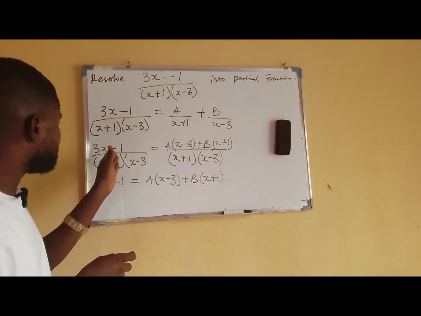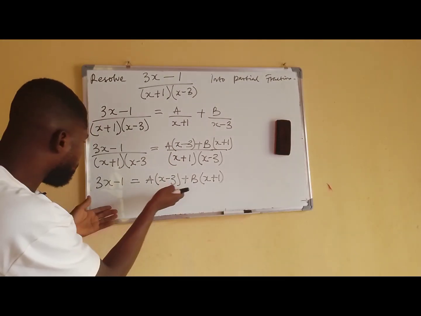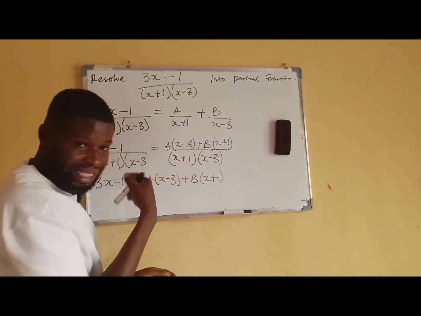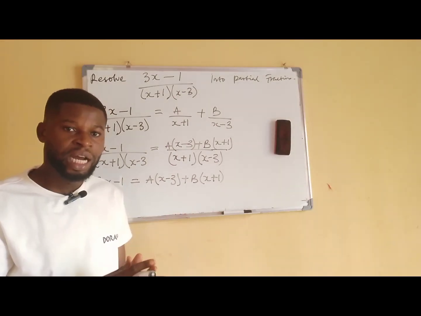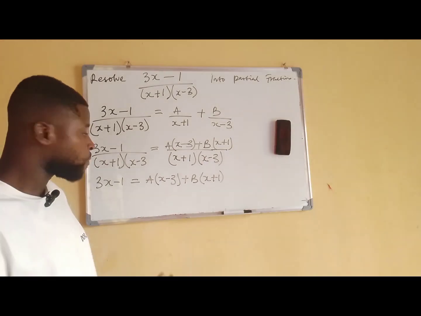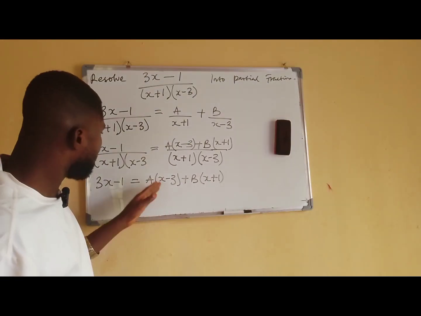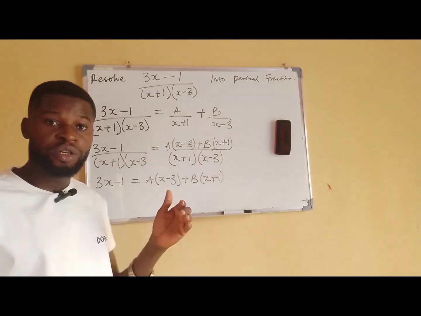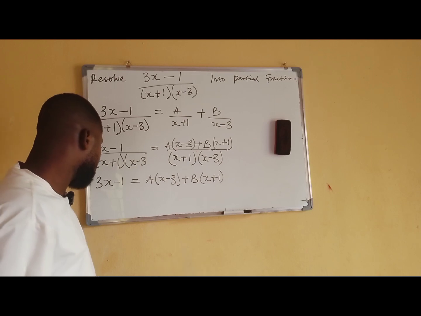Now you see that since this and this are identical, watching from this place, you discover that for every value of x, this and this will still be the same thing. Now that you've gotten to this point, there are two approaches we can use in order to get the final answer here. Either you go by comparison, which will involve a simultaneous equation, or you go by substitution. Now, how do we do that?